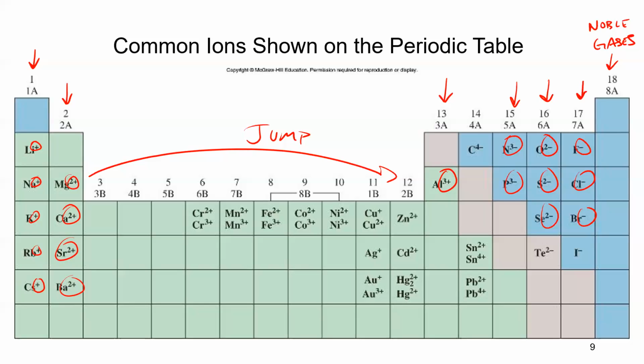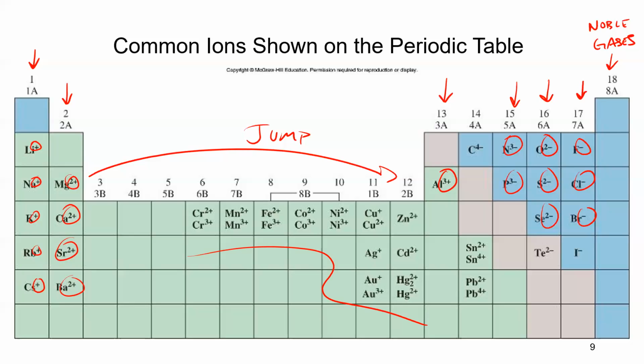Part of the reason these metalloids are classified as metalloids is because sometimes they form positive ions, sometimes they form negative ions. There's no clear distinction there for those. Okay, we will come back and talk about these transition metal ions here when we talk about some naming conventions on Friday or Monday of next week.